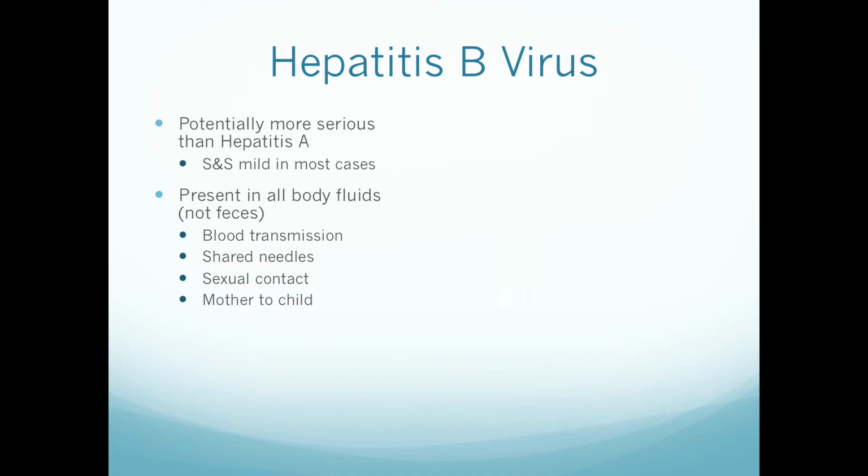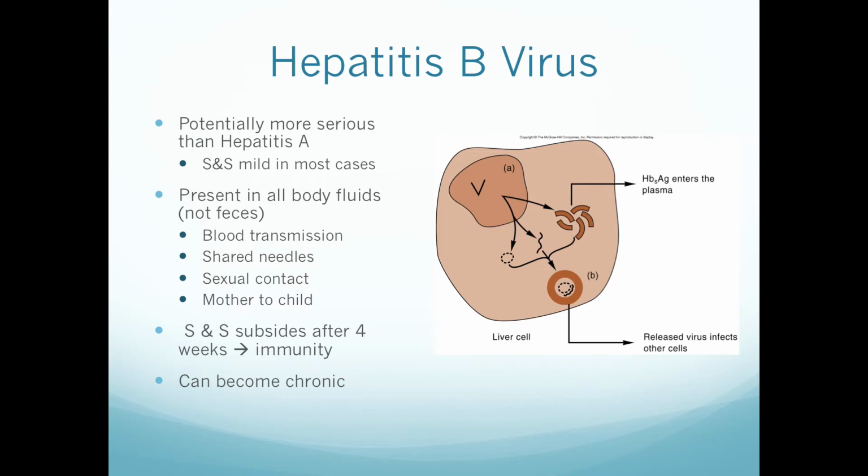Sexual contact: all forms of sexual contact that are more likely to involve blood sharing will increase the transmission of any sexually transmitted disorder. And then vertical transmission is referring to mother to child, which can either be during delivery or in some cases over the placenta, but usually during delivery. With hepatitis B, signs and symptoms usually go away after 4 weeks, and this can lead to immunity. In most cases it does. However, it can become chronic in a small subset of individuals.